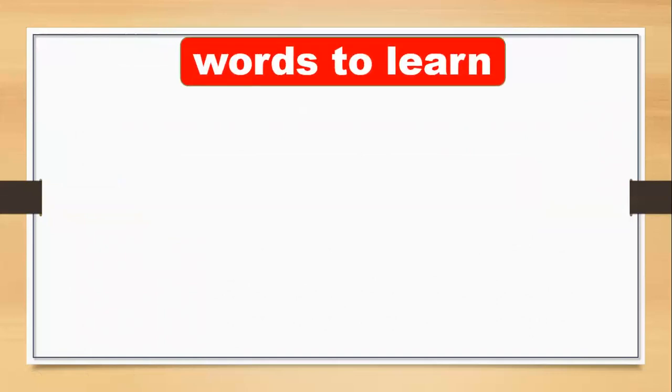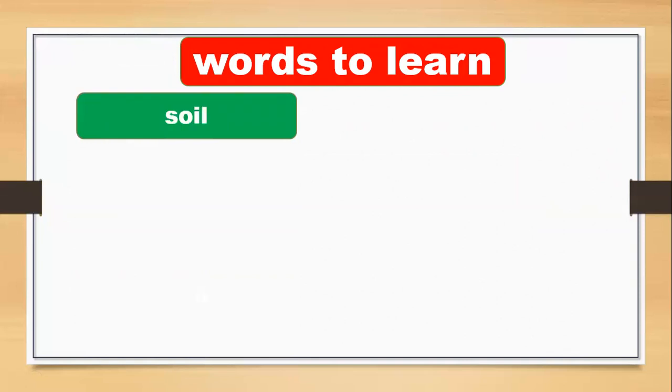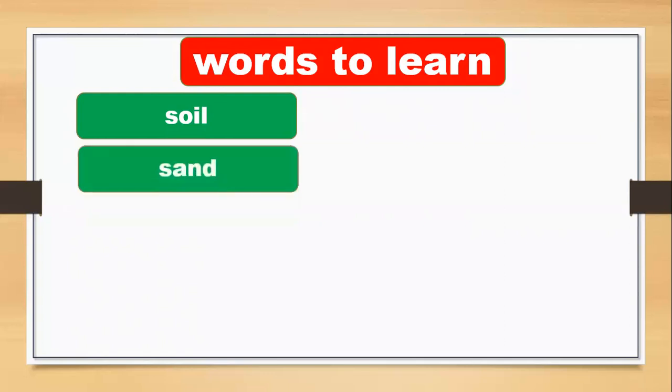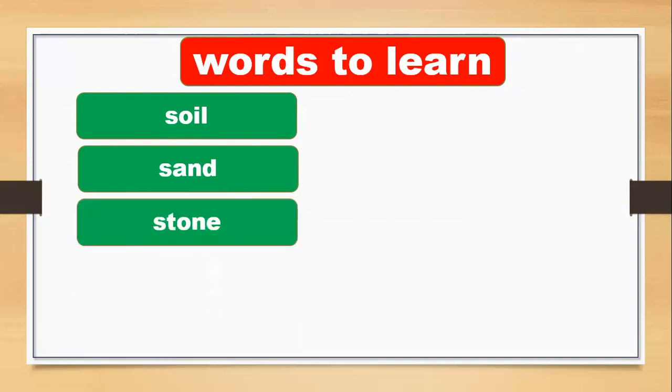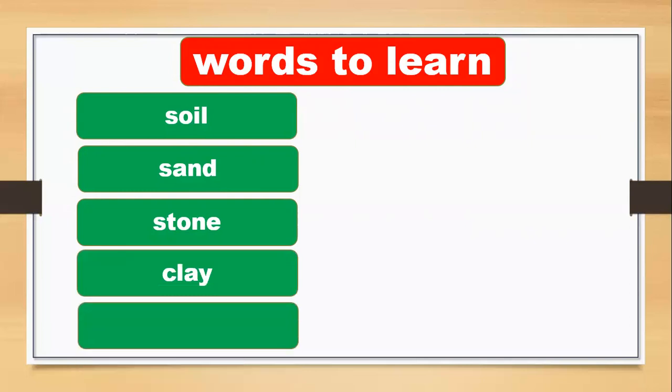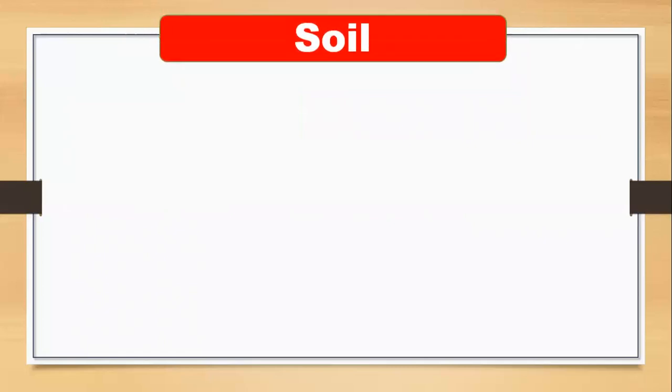Before I start the lesson, you have to see the important words. The first one is soil, sand, stone, clay, and living things. Soil, sand, stone, clay, living things. Let's talk about the soil.